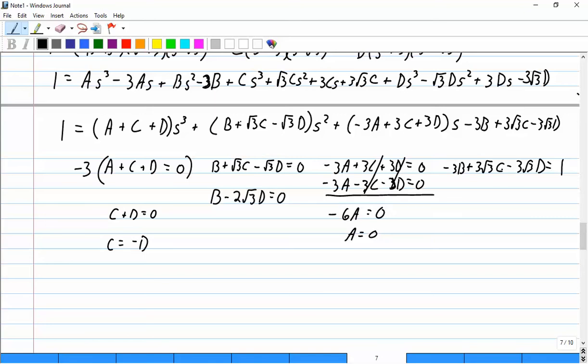And I'm going to do the same thing here. I'm going to plug in a negative d. So, I just thought of something though. What did you think? Take that first formula and times it by negative 3 again and add it to the fourth. That second one, that b plus square root of 3c minus square root of 3d, times that by negative 3. Well, no. Well, yeah, it would, because it'd be negative 6b equals 1. Yeah, there's a lot of different ways we can do this.